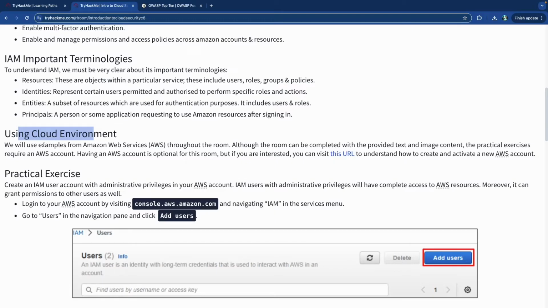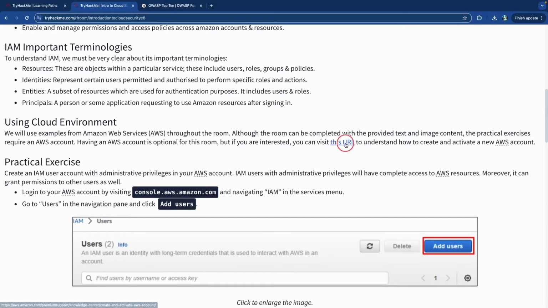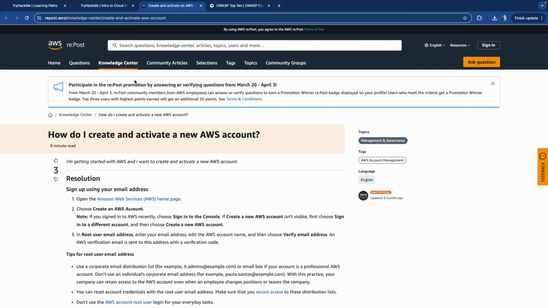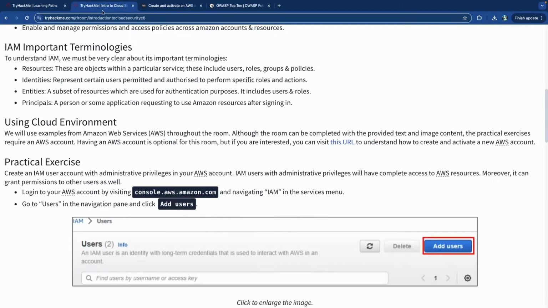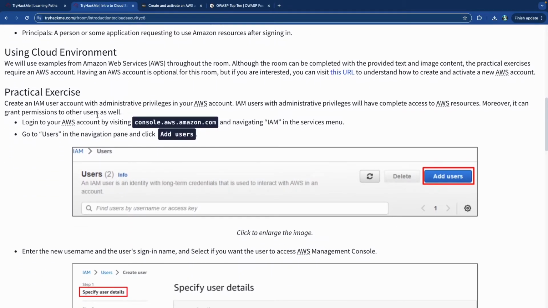Using the cloud environment, we're going to be using examples from AWS through this room. Although the room can be completed with the provided text and image content, the practical exercises require an AWS account. Having an AWS account is optional for this room, but if you're interested, you can visit this URL to understand how to create and activate a new AWS account. Let's go over here, and I might actually just create one for the purpose of this. We can probably answer the questions through just the text, but I would recommend that you just go, because it's free. You can set up the AWS account for free so that you can click around and see what's going on.